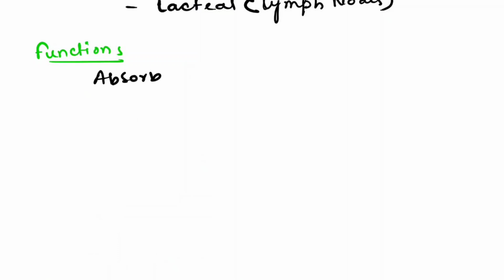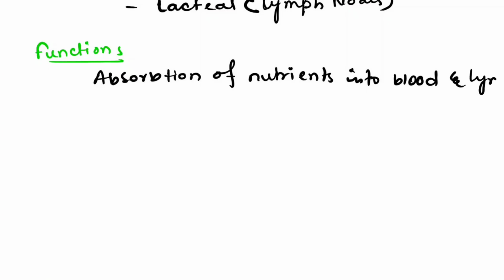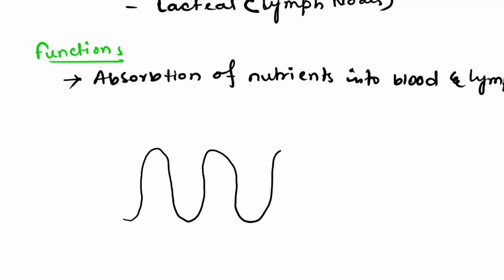Absorption of nutrients into blood and lymph. So this is the main work. Absorption means, I will show you one drawing. Like this, finger-like projections are there in the wall of the small intestine. In that, here this is villi. Microvilli means small brush-like structures will be there.